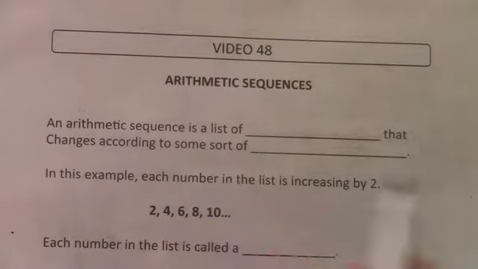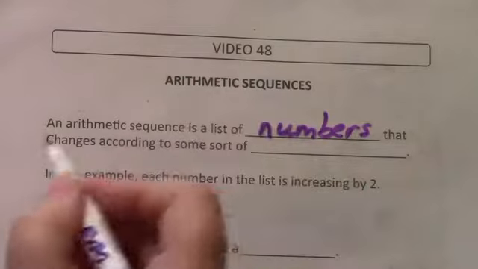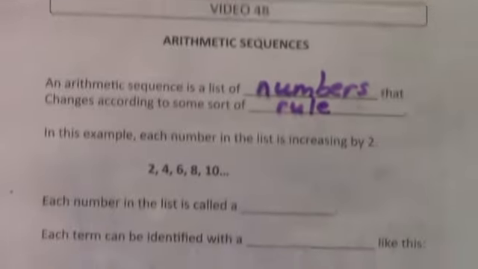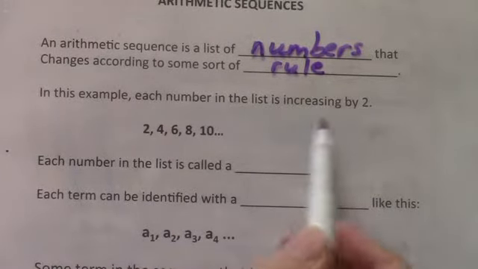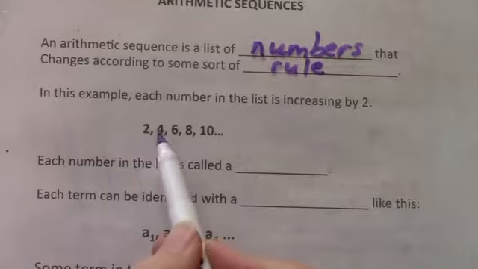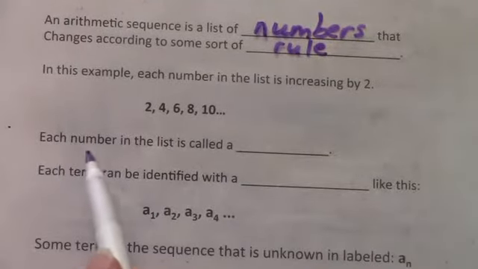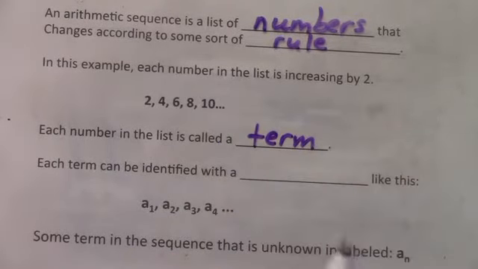An arithmetic sequence is a list of numbers that changes according to some sort of rule. In this example, each number in the list is increasing by 2. 2 plus 2 is 4, plus 2 is 6, and so forth. Each number in the list is called a term.